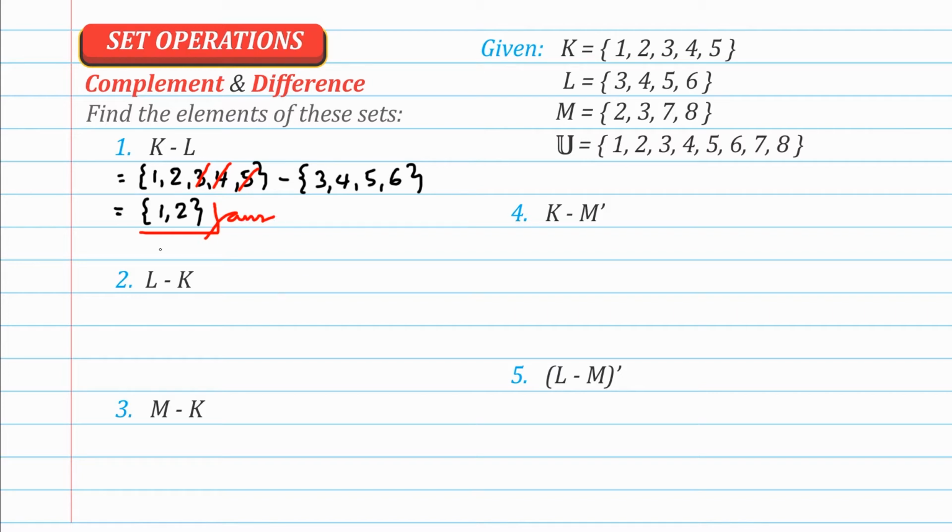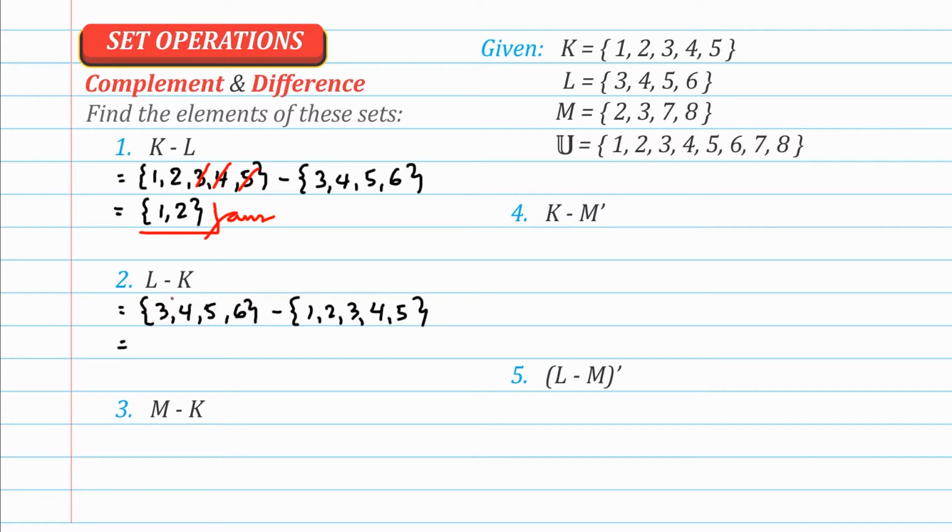Okay, now, let's try the second one. The second one, again, carefully write the elements of L. So, we have L is 3, 4, 5, 6, minus. Again, carefully write the elements of K. Okay, just like what we did dun sa una, what you want to do is find the elements ng L na wala sa K. So, let's try and check each element. Yung 3, nandito. Nandoon din ba? Naku, meron. So, let's cancel that.